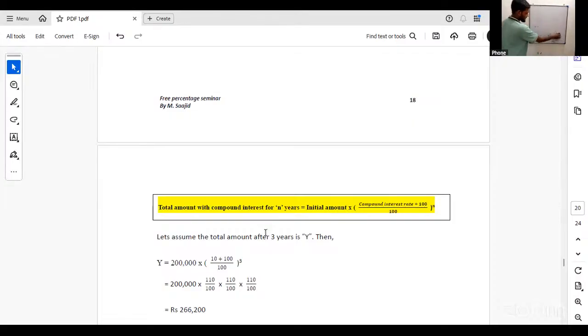for a certain number of years, we can find it through this formula. The total amount with compound interest for n number of years equals the initial amount times (compound interest rate plus 100) over 100, to the power n. Now look at this.